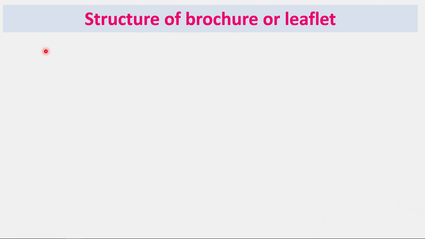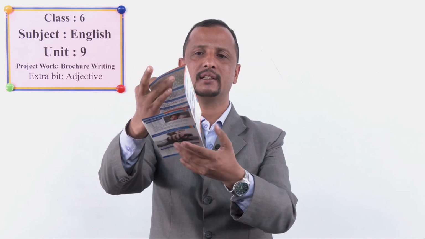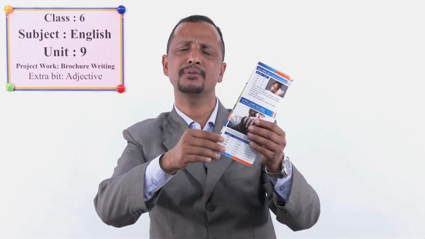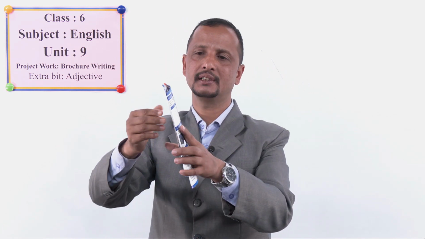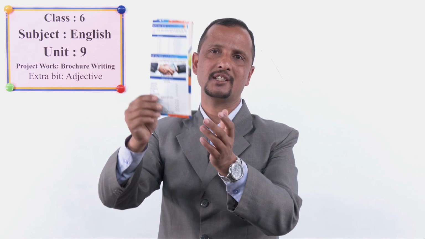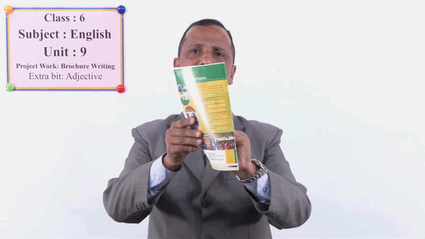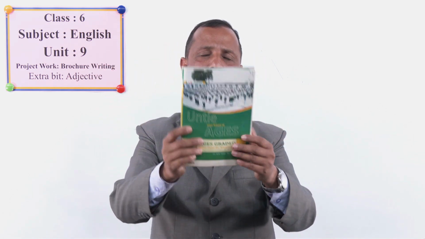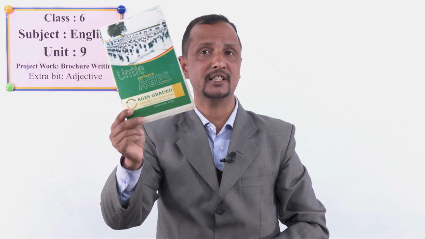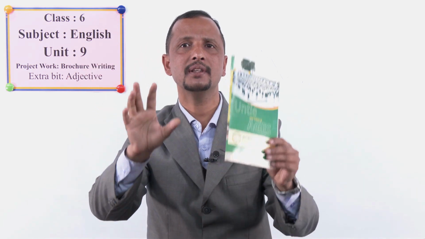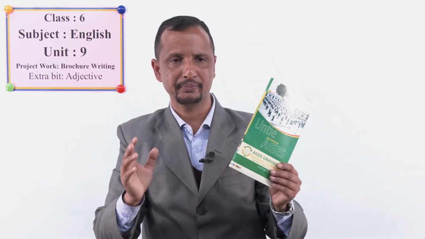Let's see here. I have shown number 1, this. It may be 1 fold, 2 fold, 3 fold, or it may have so many folds, like leaf. This is said to be a leaflet. And it might be 2 pages only, or a single page brochure or leaflet might also be there. Okay, this is the figure of a leaflet or brochure.